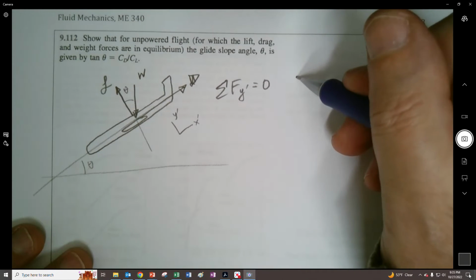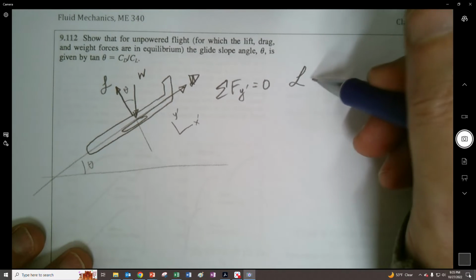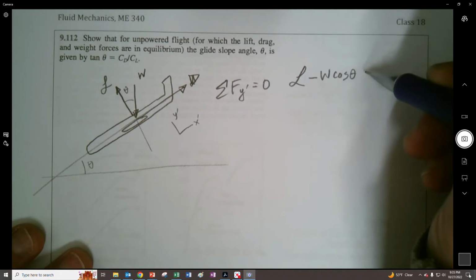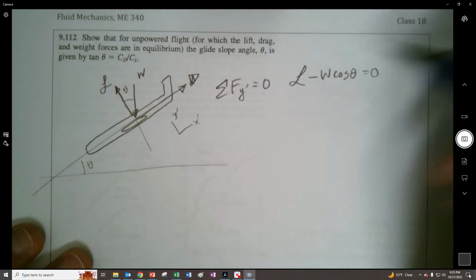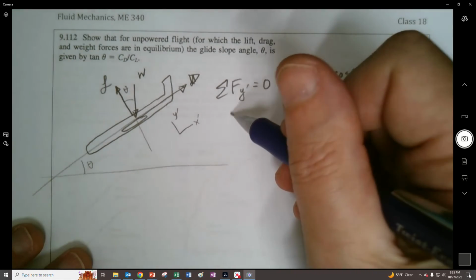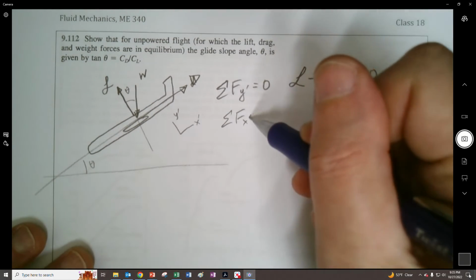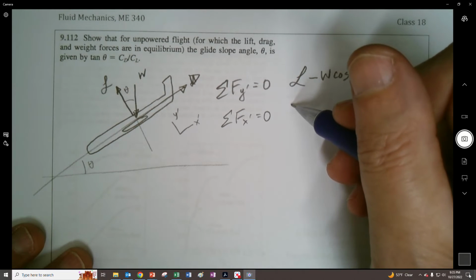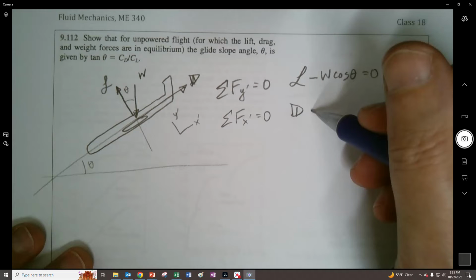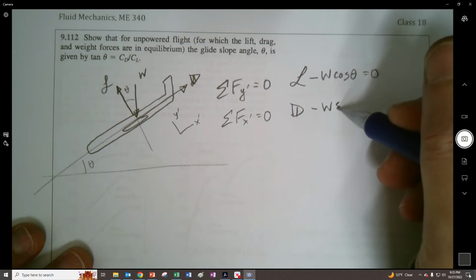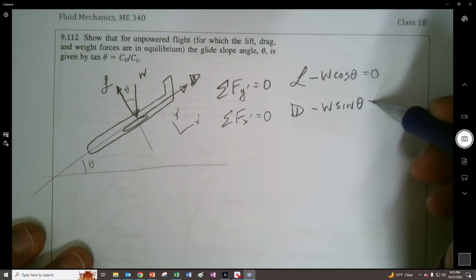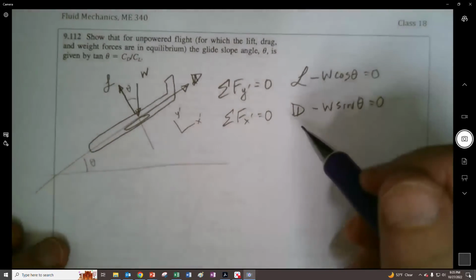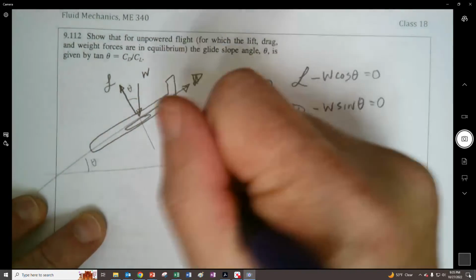And so that's going to be the lift minus the weight times the cosine of theta. It's going to be equal to 0, right? If it's gliding. And the sum of the forces in the X prime direction equals 0. And we're going to have the drag, and then also the weight times the sine of theta equal to 0. Okay?